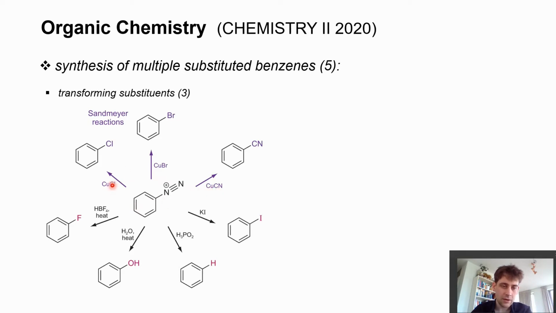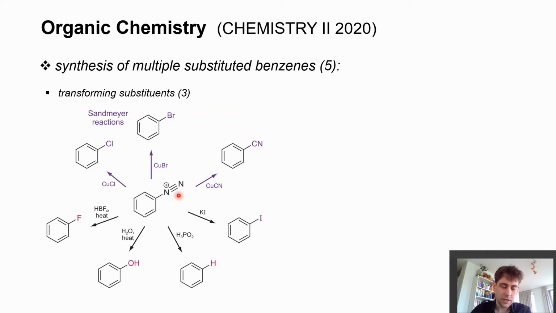And our chloride, bromide, or cyanide anions can now replace this nitrogen, so this diazonium functional group, and form a chlorobenzene, a bromobenzene, or even this phenyl ring with a cyanide group attached. And this is, of course, very useful. Why does this reaction proceed in such an efficient way?